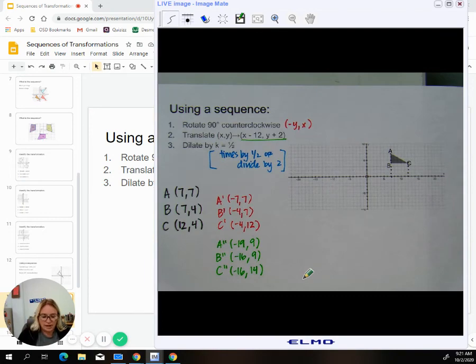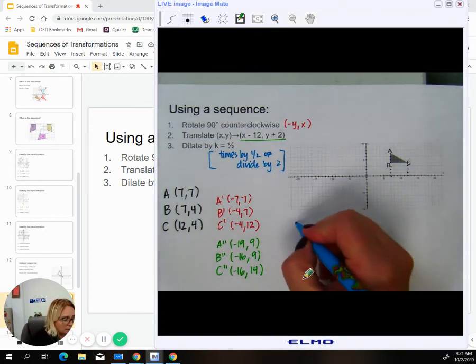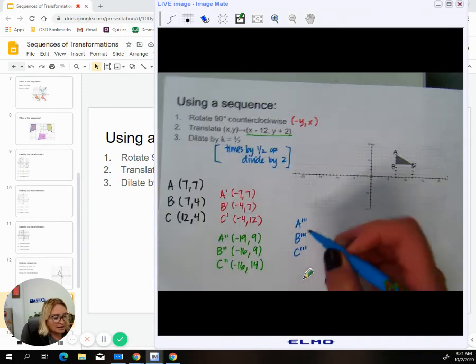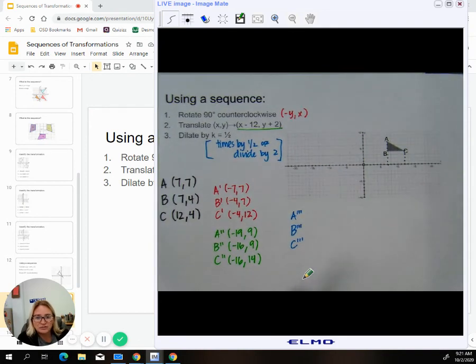Okay, so now we're to our last step for our triple prime image, and it is to dilate by k equals a half. So I wrote up here, there's two ways you could do this. You could times by a half or divide by 2. Either one is going to get you to the same answer. Okay, and you'll notice that we're going to come up with some fractions. I'm okay with you turning them into decimals because when you are graphing, decimals do make a little bit more sense. Either way, though, you're going to get the same answer. So I'll write them both ways.